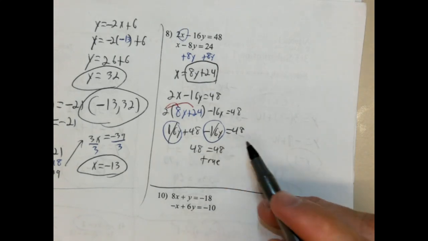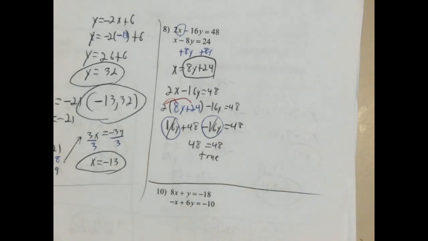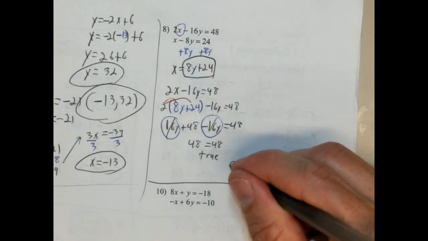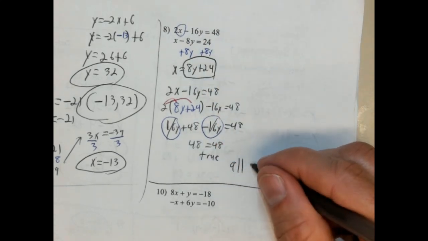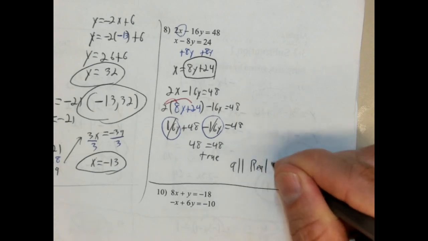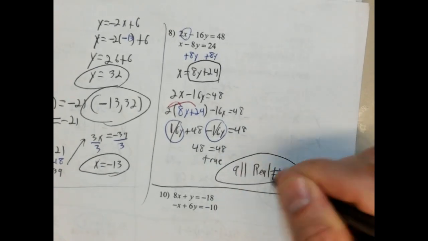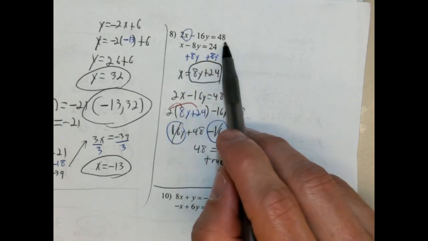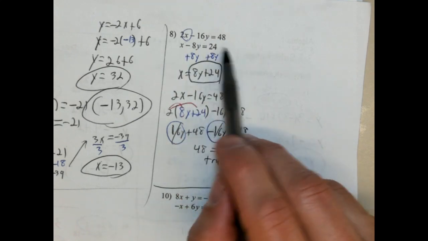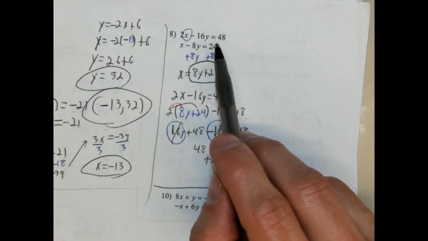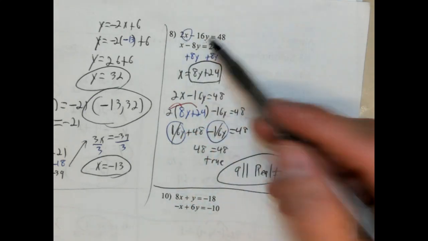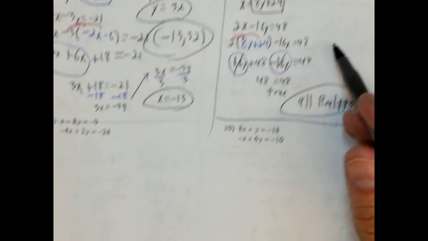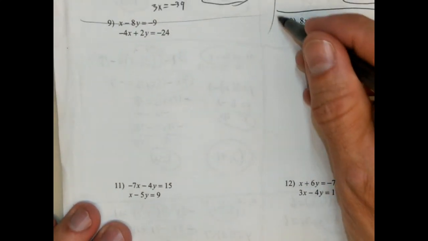So if you're left with a true statement, in other words, the variables cancel out, you have a true statement, that means these are actually the same line. So it's all real numbers, because these lines are actually on top of each other. It's the same line. And you can tell when you look at these, because if you were to distribute a 2 across the board, you get the same thing. If you multiply this all by 2, you're going to end up with 2x minus 16y equals 48, because these are actually the same line. So that's what we call a special case. If it was a false statement, it'd be no answer or no solution, because the lines would be parallel.